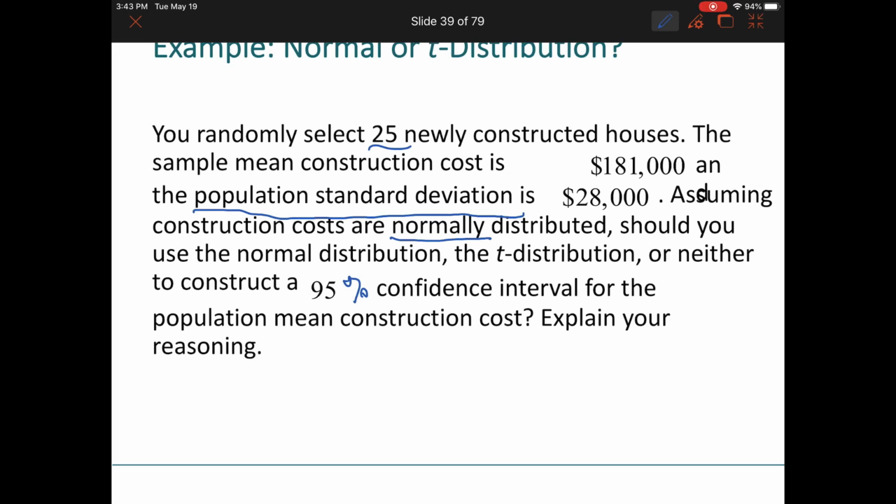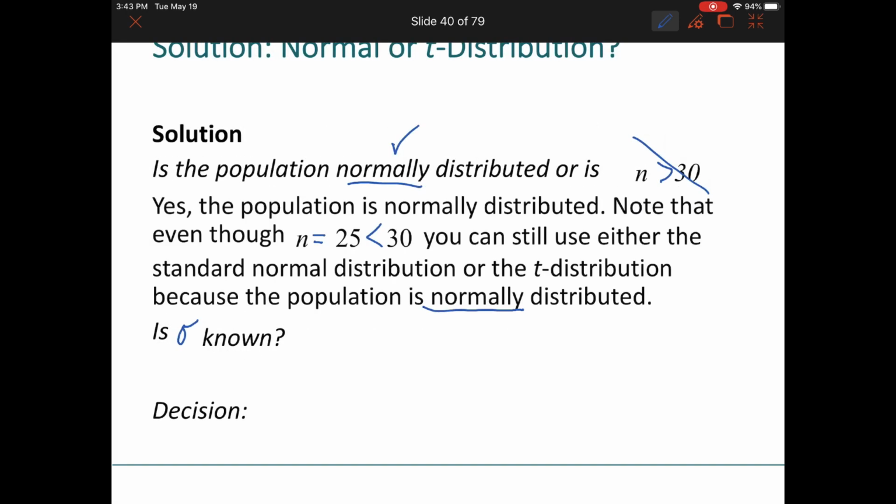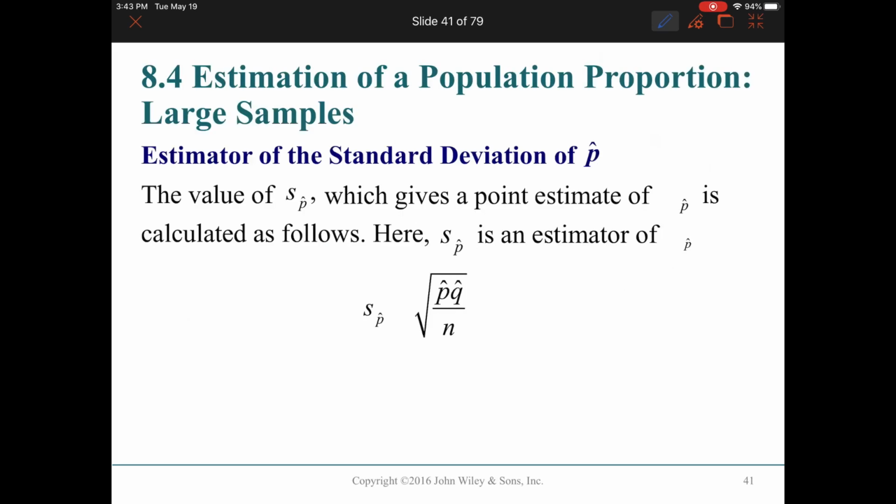Notice how they did say, if we go back here, the population standard deviation. They didn't even try to hide it here. They just gave it to you on a silver platter. And not all problems will do that. But sigma is known, so yes, because it is, we'll use the standard normal, or if you prefer, z distribution from 8.2. Now we'll go into 8.4. So if you'd like to take a break, now's a good time.